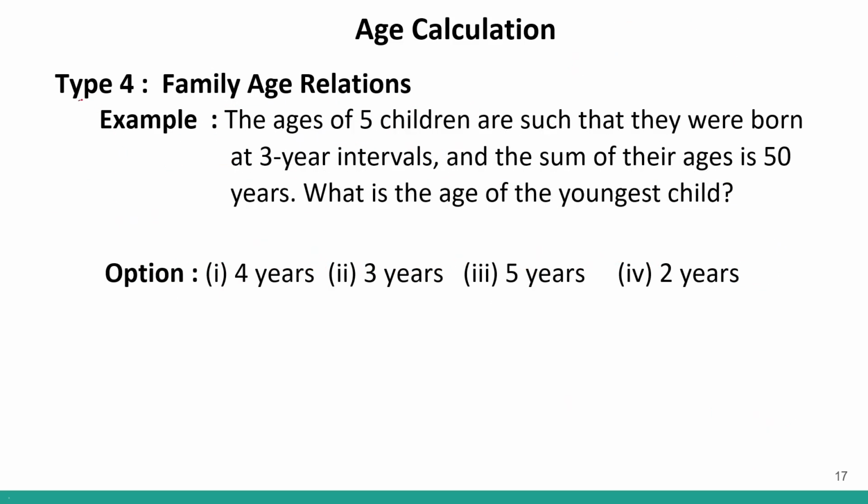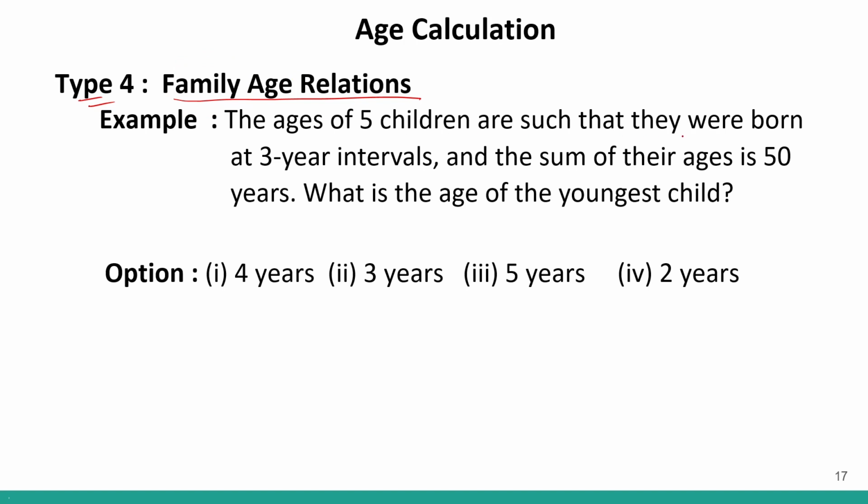Okay. Type 4, family age relations. So here we deal with certain family members. So brother's age is given, mother's age we have to find out, children's age is given. We have to find the age of some other children or parents, anything related with family. This question, let us see for type 4.